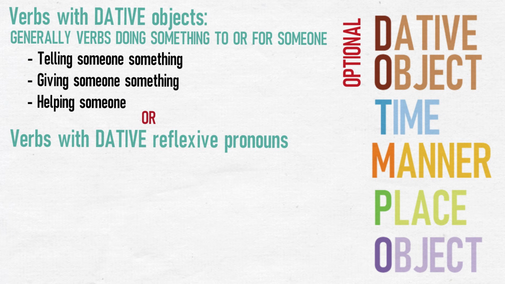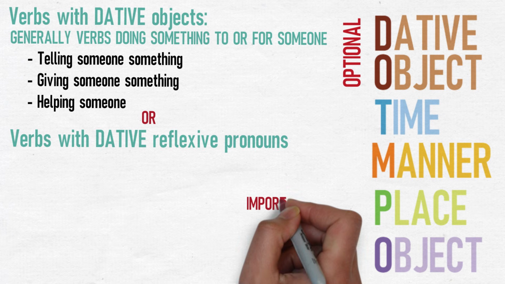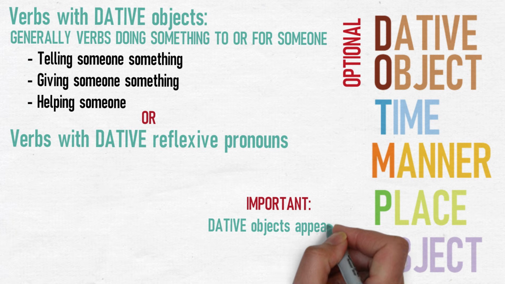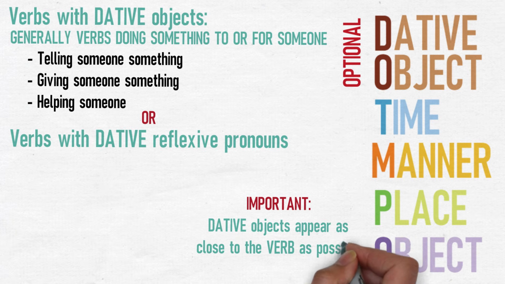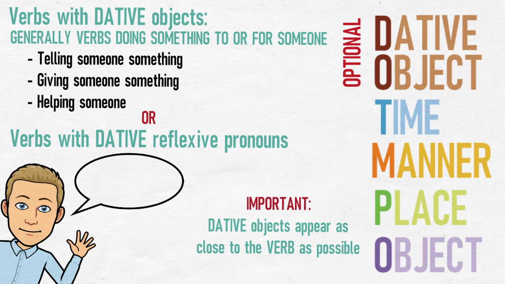On the occasion that a sentence needs a dative object, it will appear before tempo, i.e. as close to the verb as possible. That means that, in truth, the full word order rule can be thought of as DoTeMPO, which I teach my students as an instruction: Always remember to do tempo.